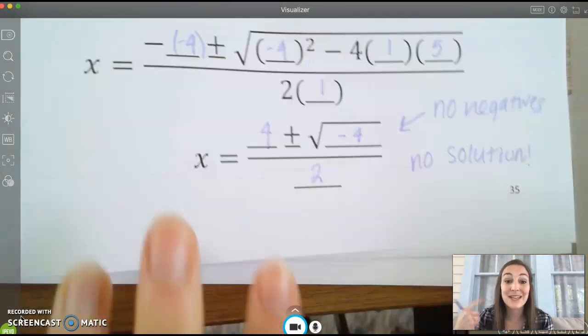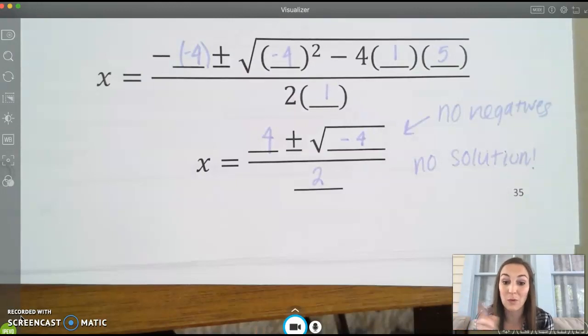Okay, go ahead and do the next two examples on the next page, and watch out if we have a negative under that square root. Okay, submit those on Canvas.